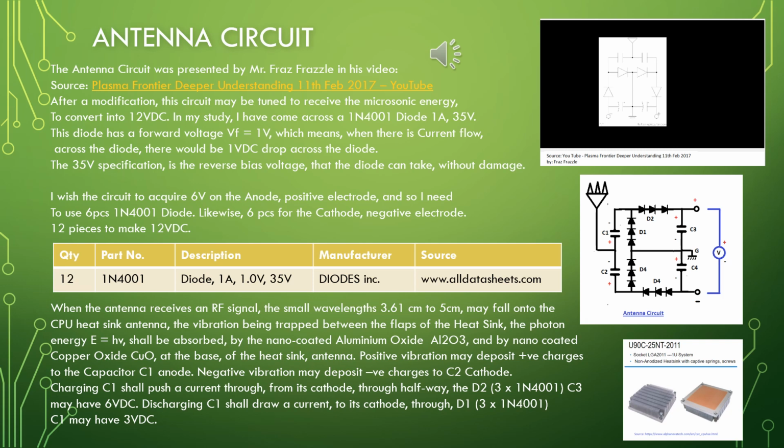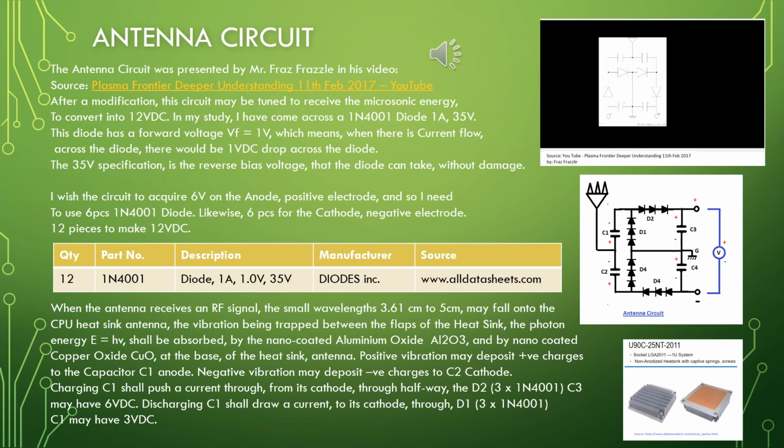Source: alldatasheet.com. When the antenna receives an RF, the small wavelengths 3.61 cm to 5 cm may fall onto the CPU heatsink antenna, the vibration being trapped between the flaps of the heatsink. The photon energy, E equal to hν, shall be absorbed by the nano-coated aluminum oxide, Al2O3, and by the nano-copper oxide, CuO, at the base of the heatsink antenna.